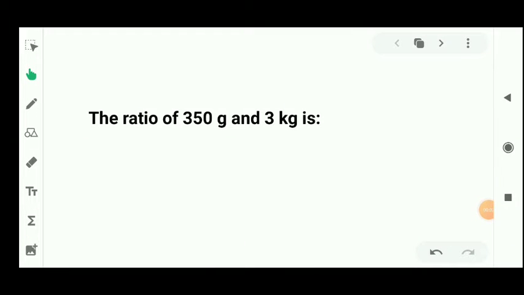Hello students, today I will start chapter number 8 from your reasoning book, that is comparing quantities. Let's see question number 1: the ratio of 350 gram and 3 kg is.